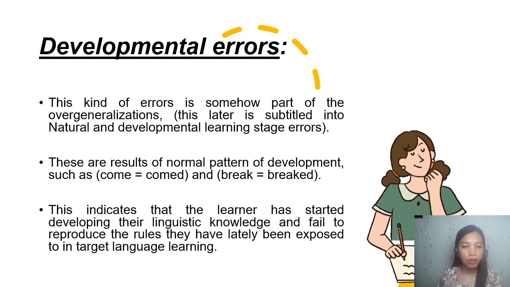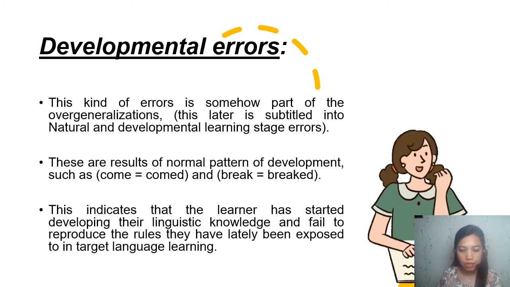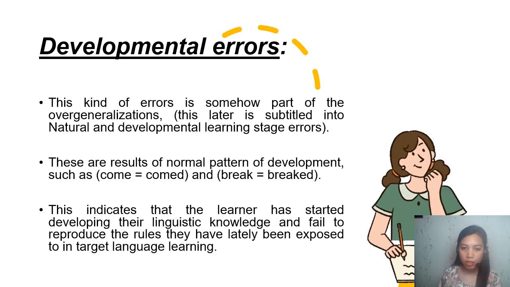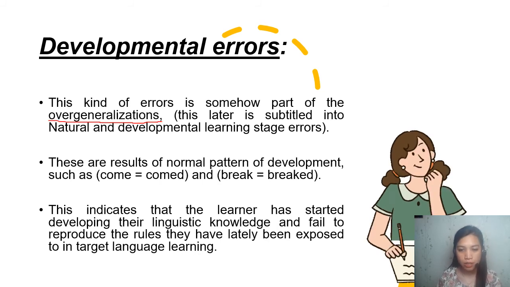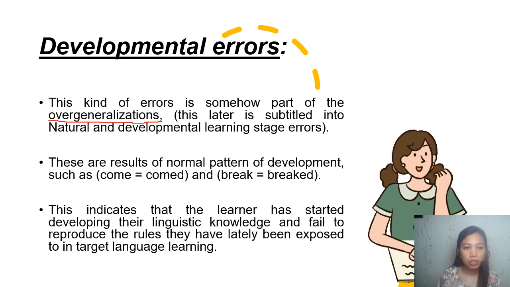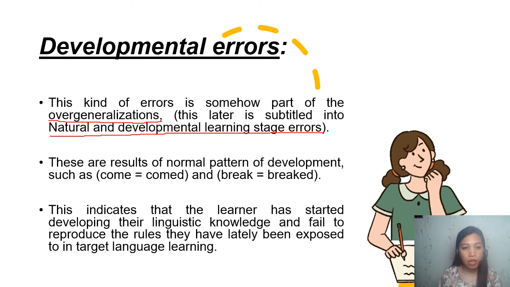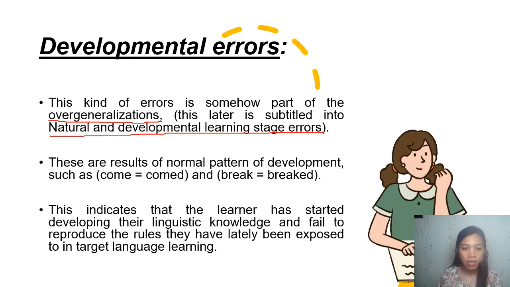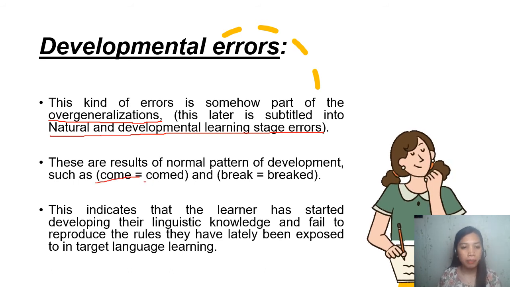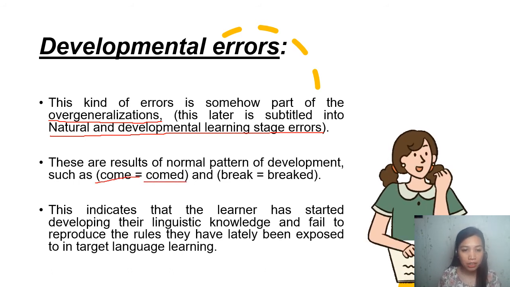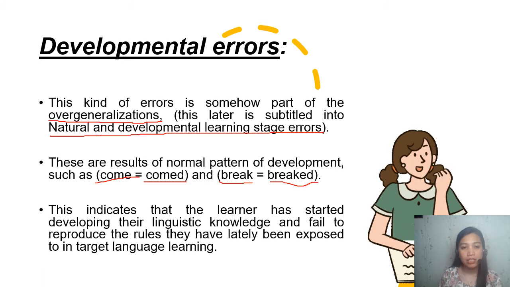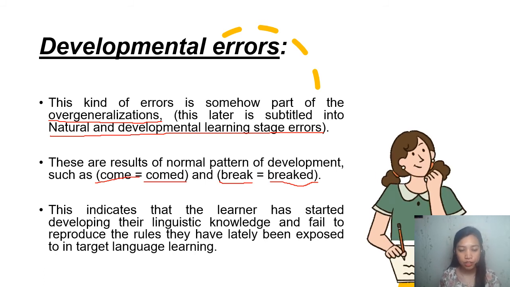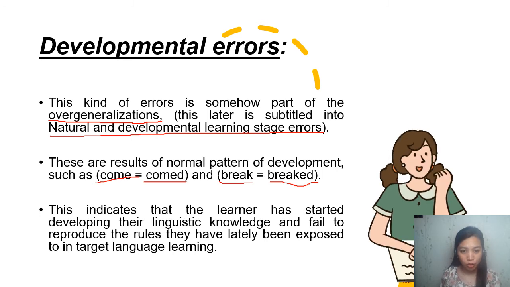Okay, so the last part here is developmental errors. It is still under the intralingual transfer. This kind of error is somehow part of the overgeneralizations, but later on, it was considered or called the natural and developmental learning stage errors. So these are results of the normal pattern of development, such as for the word calm, they opt to say calmed, and for break, they opt to say braked instead of broke, because they thought that the pattern is similar in all forms.